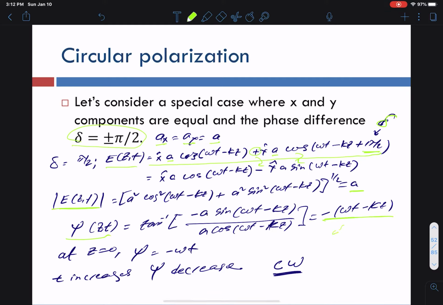Now your inclination angle psi is also right here. If you look at this, if z equals 0, I have psi equal to negative omega t. What it means is that if t increases, your psi decreases, because of the negative sign. That is only possible if you're going in the clockwise direction. In the clockwise direction, your angle is always negative. So if the tip goes in the clockwise direction, psi decreases as time goes by.